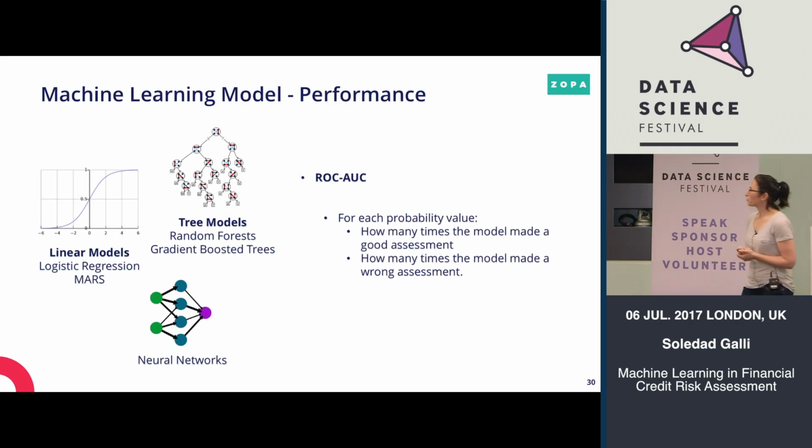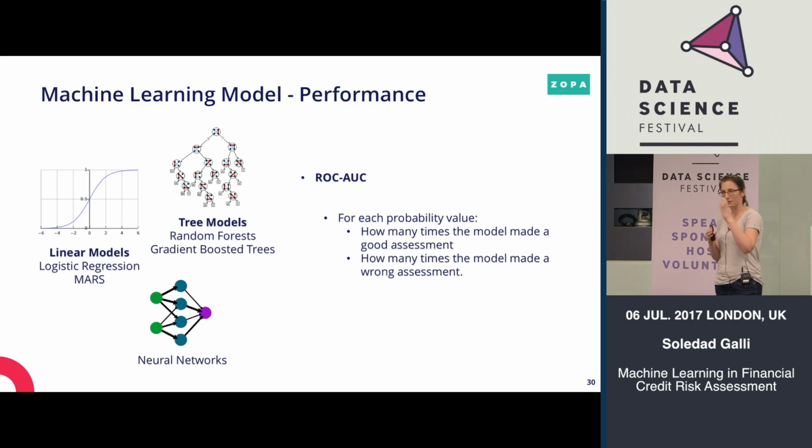And finally, once we build all our models, we need to assess how good they are at making the predictions. So what we use at Zopa is the ROC AUC. The ROC AUC allows us to say, for each threshold of the probability, so the model outputs a probability between 0 and 1, if I choose a threshold of 0.5, how many times did the model make a good judgment, as in how many of our healthy customers did it select as healthy?